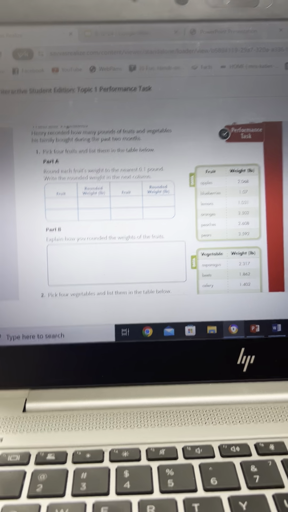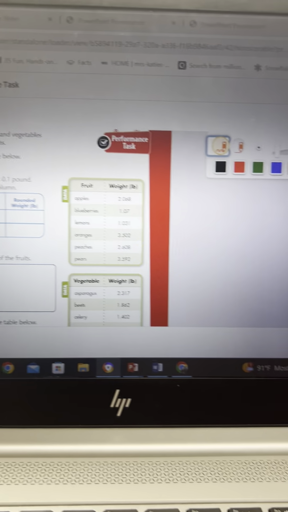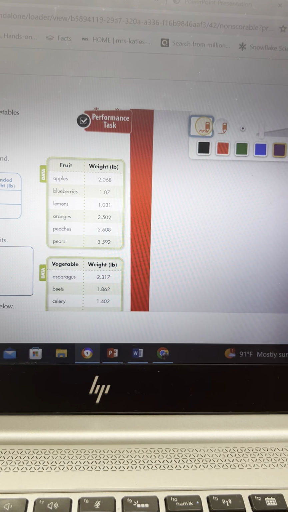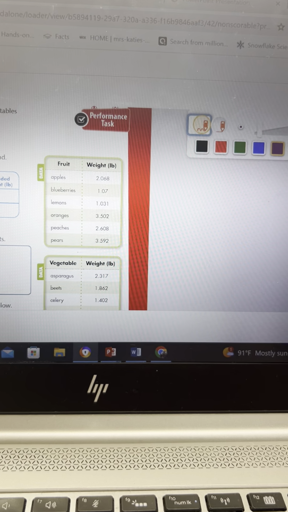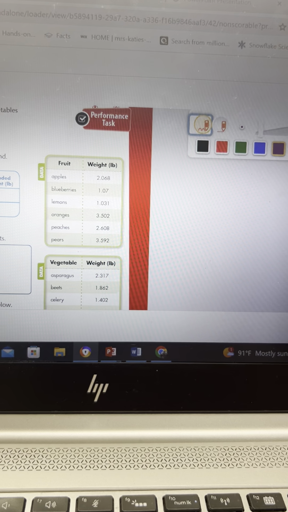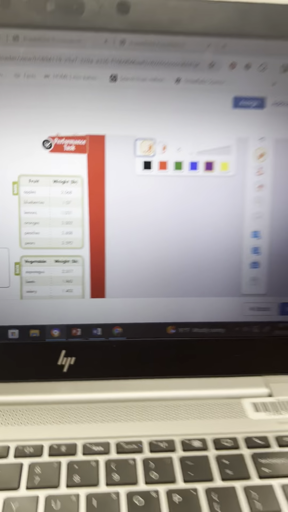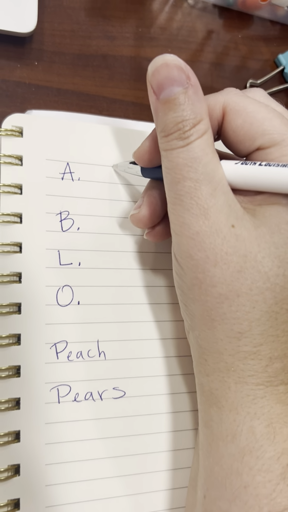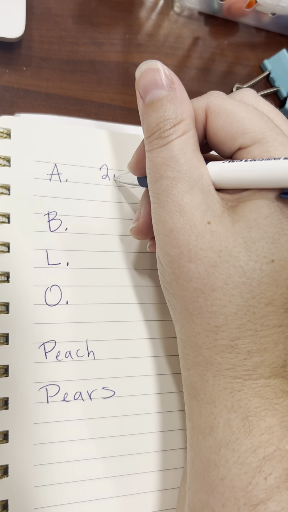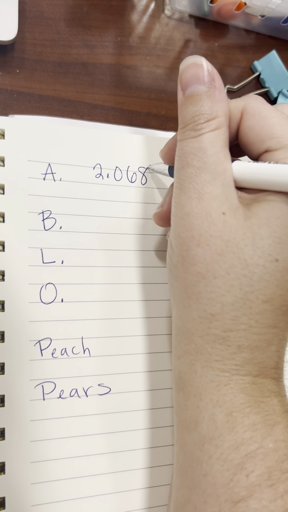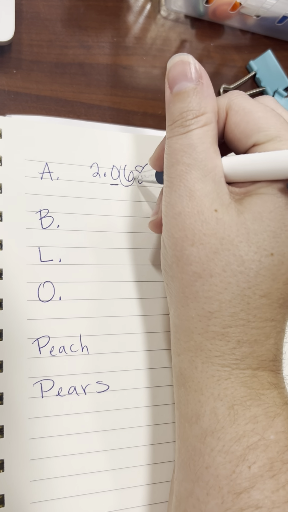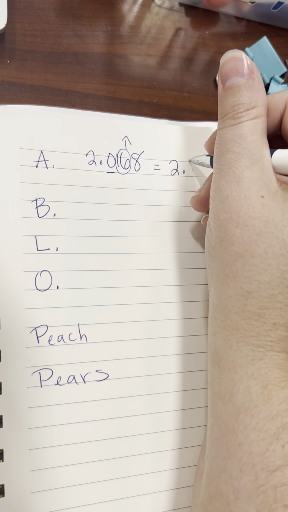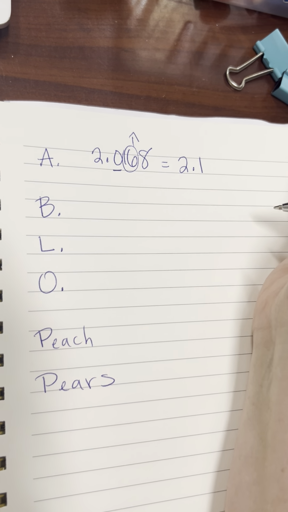I know some picked different fruits. They all like different fruits. Peaches and pears. All right, so I labeled mine. So we had 2.068 to the nearest tenth. You underline it, look at his neighbor, we're soaring. This should be 2.1 because 5 or more, let it soar.